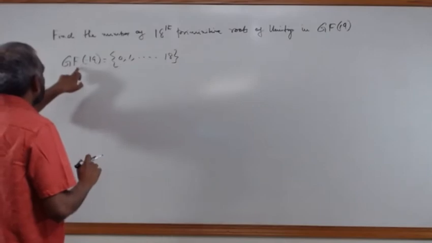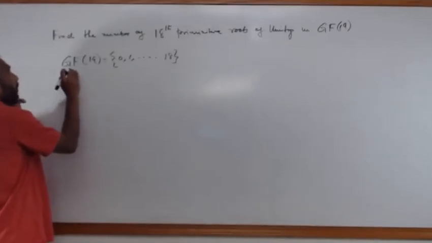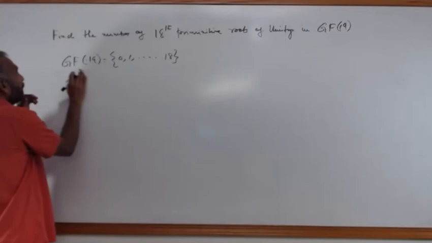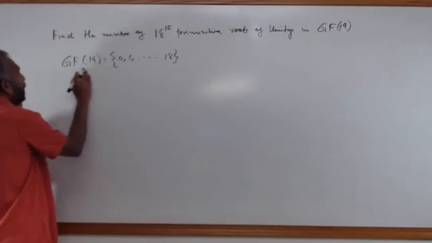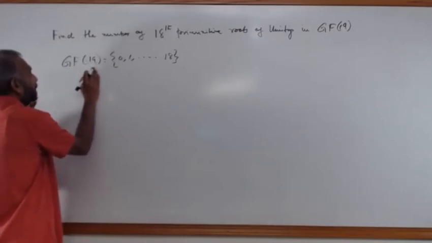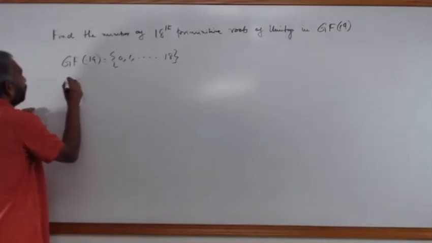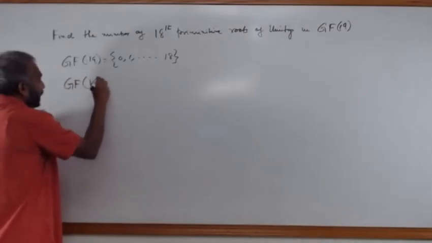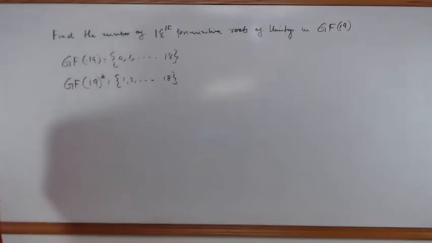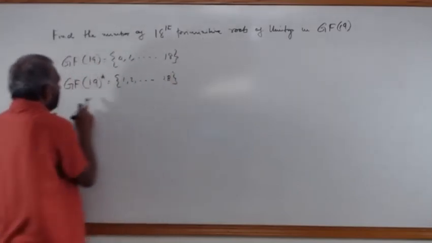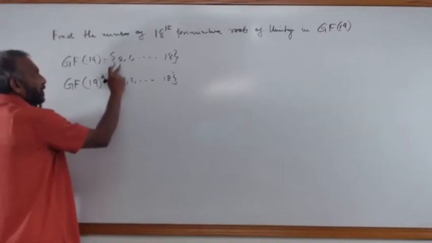And that primitive root of unity actually sits inside the non-zero elements of GF19. The non-zero elements of GF19 form a multiplicative group which is cyclic. So we normally write it as GF19 star is equal to 1, 2, up to 18. So the 18th primitive root of GF19 sits inside this, because 0 definitely is not.